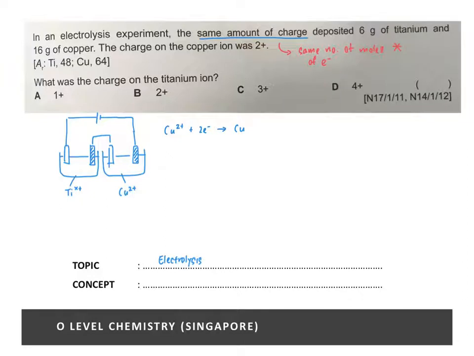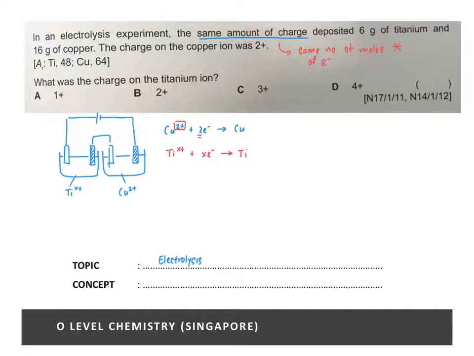If you look at the half equation, the reason why you need 2 electrons is because copper has a charge of 2+. How about for titanium then? Titanium, we have no idea what the charge is, and that is what we are supposed to find in the question, so we let it be X+. For an ion of 1+ charge, you will require 1 electron to be reduced to the metal. For an ion of 2+ charge, you will require 2 electrons. So for something of X+ charge, you will require X electrons to be reduced to the metal.